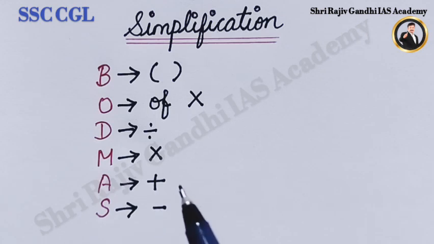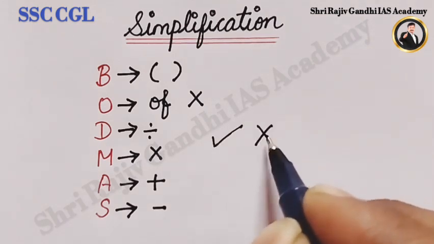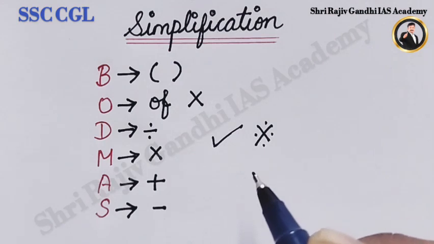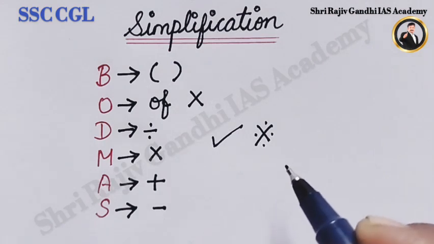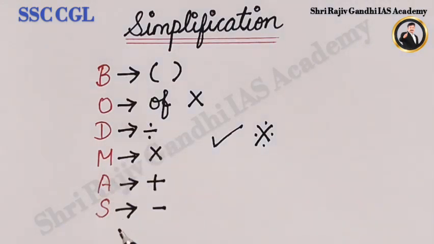So this is the concept here. Without knowing this BODMAS rule, we can't solve the simplification sums. So the BODMAS rule is very important for solving simplifications. Now let's directly enter into the simplification sums.